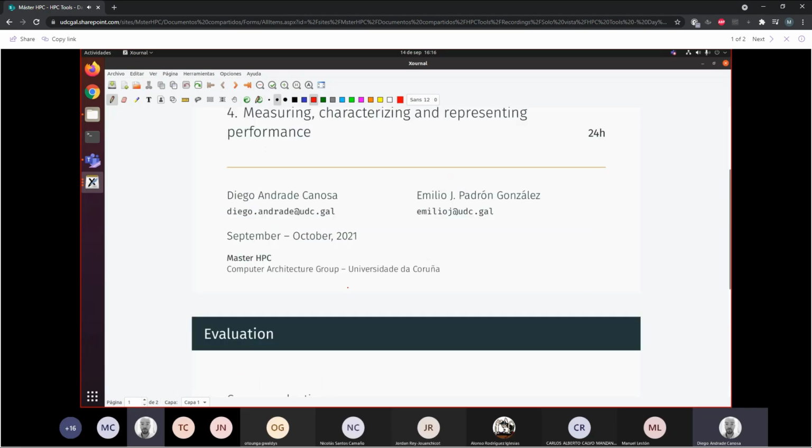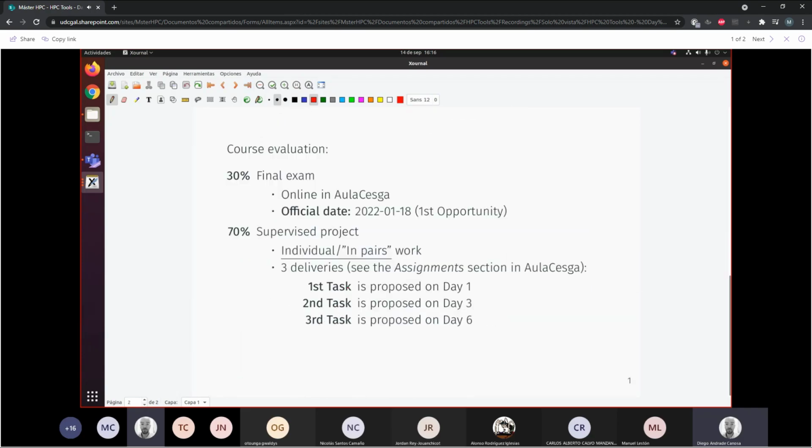Regarding the evaluation of the subject, you know that here in Spain the evaluation is of a total of 10 points. Okay, so 30% is going to go for the final exam. We will have this exam online in Aula Fesga in January. The date is already fixed in advance, okay, and you can use your notes, or any kind of material in order to do this test. The remaining 70 percent of the evaluation is going to go for a supervised project.